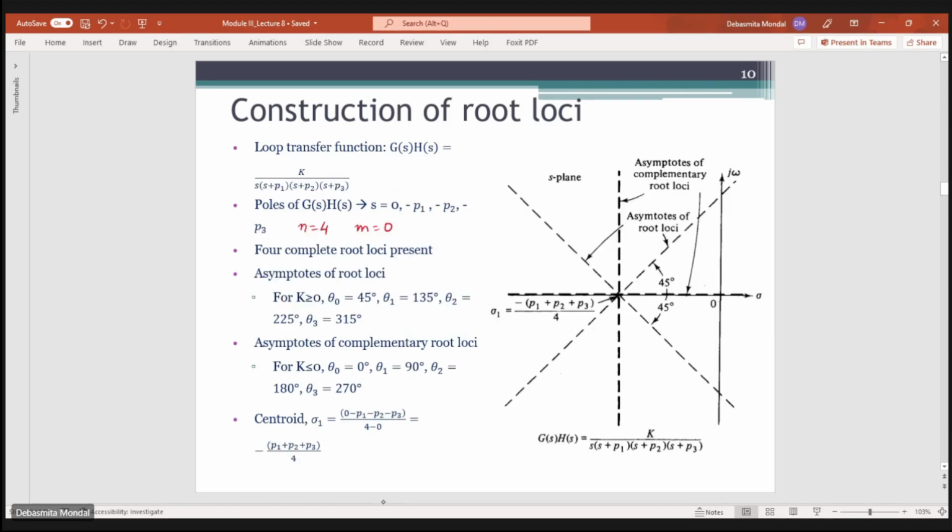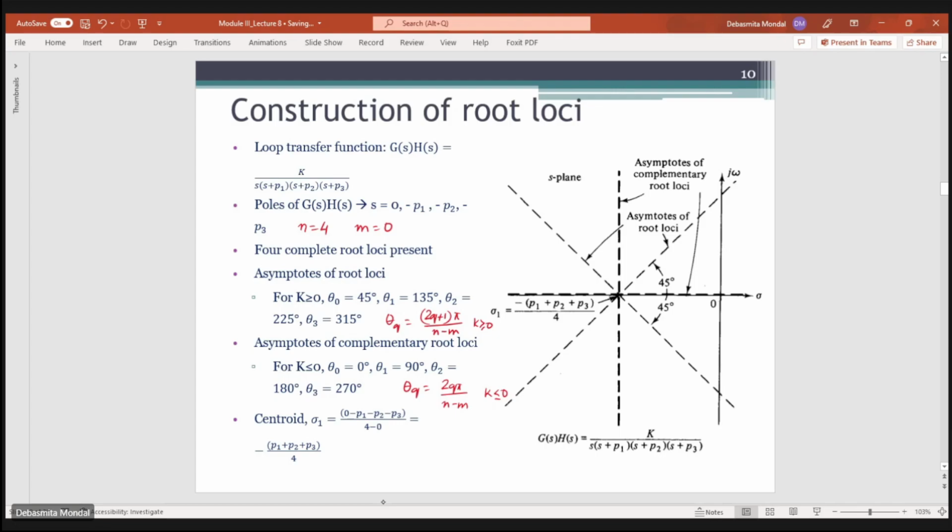These angles you can find from the criteria that we had: theta q is equal to (2q plus 1) into pi by n minus m. This is for K greater than or equal to 0. And for K less than or equal to 0, theta q is equal to 2q pi by n minus m. And the centroid also you can find out. So here you see that you have 4 asymptotes of the root loci.